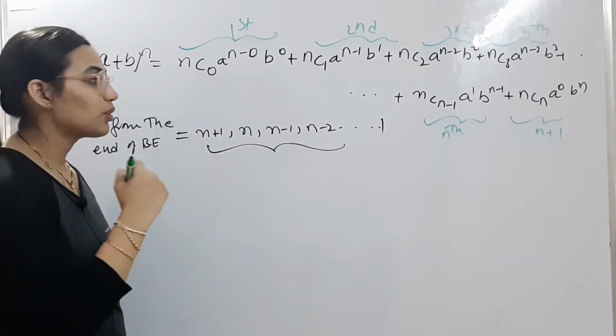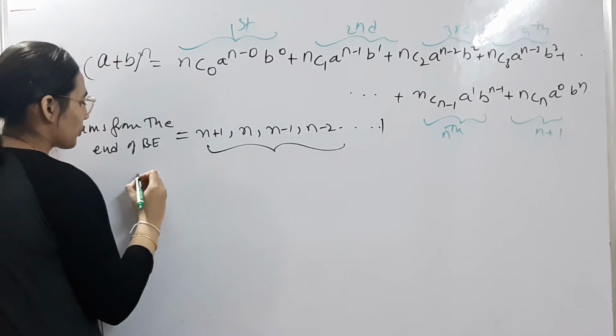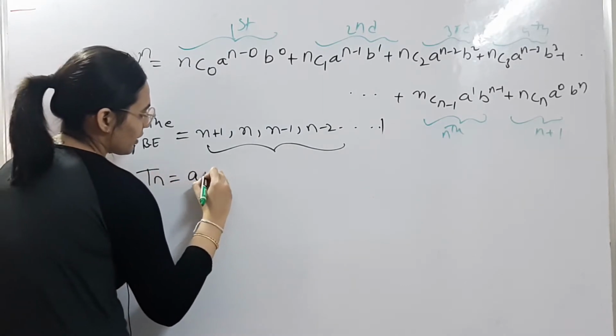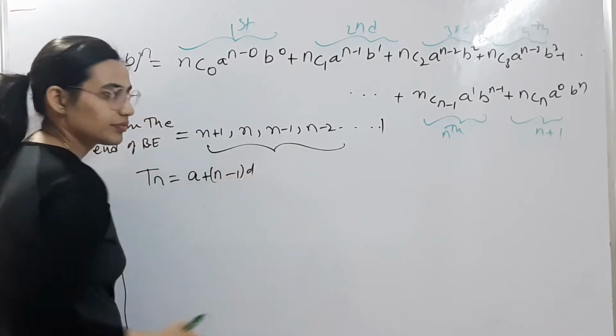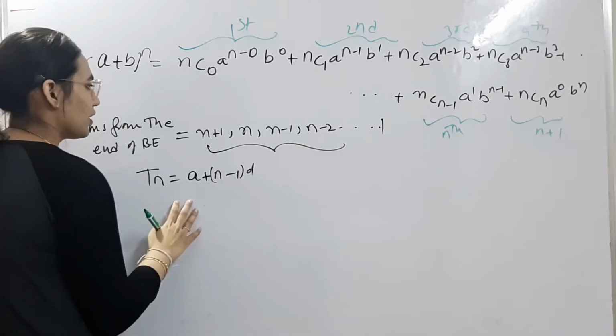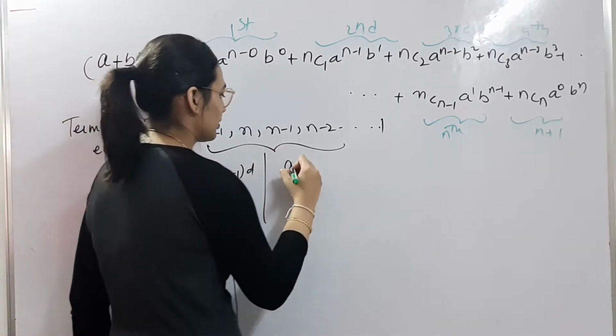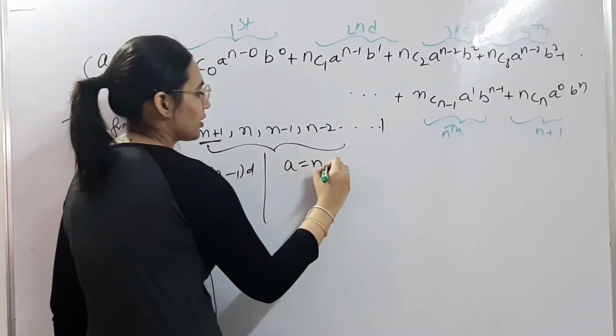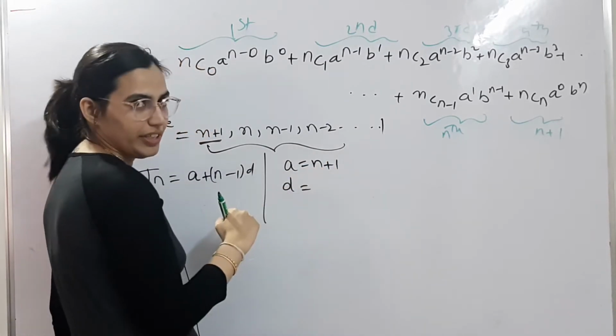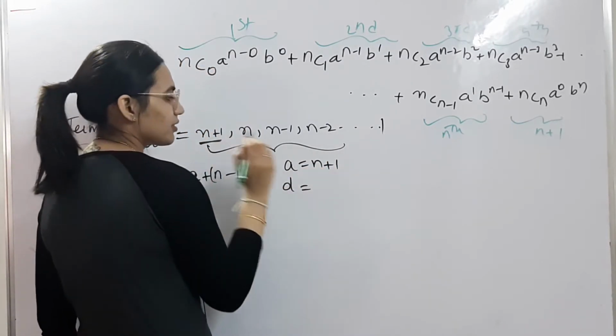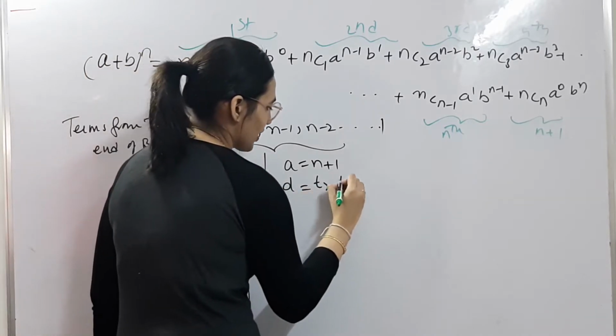Right. And how do we find the nth term in an arithmetic progression? Tn is equal to a plus (n minus 1) into d. Right. So, here what is a? First term, n plus 1. And what is d? d is the common difference. So, common difference is second term minus first term, that is t2 minus t1.